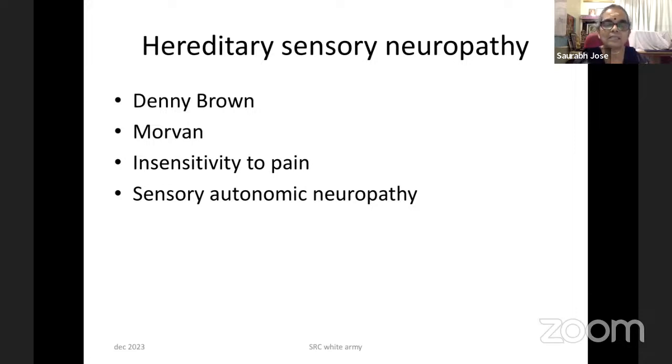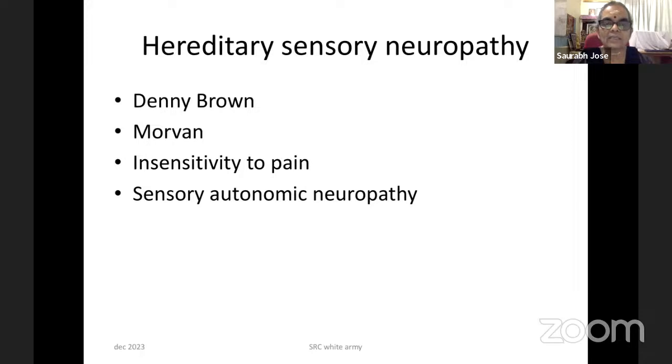And when their teeth start appearing, they bite their tongue and come with a split tongue. And then you understand that they don't have pain at all. And they do not survive because of minor injuries. They don't recognize them, and it leads to auto-amputation of limbs, sepsis, and death. So that is hereditary insensitivity to pain.